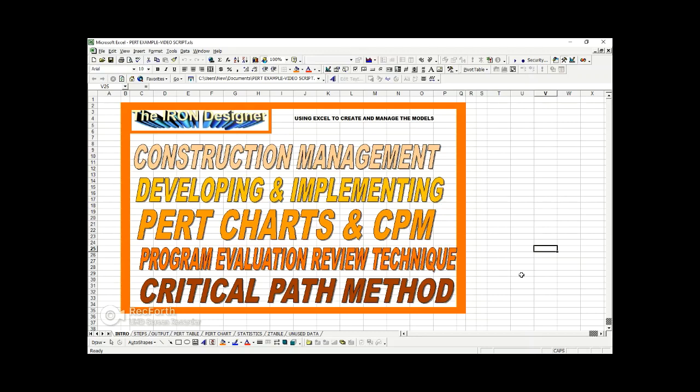And CPM stands for Critical Path Method, also developed around the same time. And in this implementation and demonstration, we're going to use only Microsoft Excel to create and manage the models and do some statistical analysis.